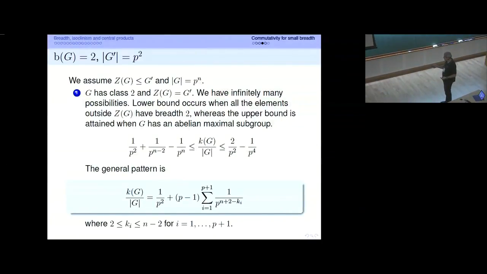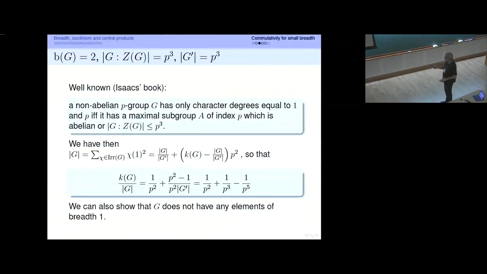Sorry, this is a big distraction. You get really this number for the commutativity of G in this case, just the precise value of the commutativity. And it's important that we can show that G does not have any elements of breadth 1. I won't show this, but yes.